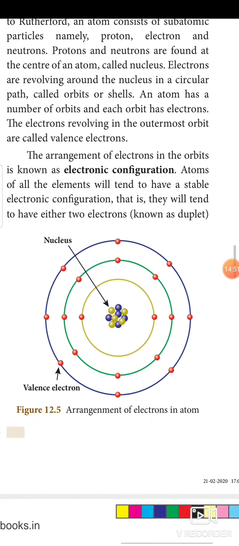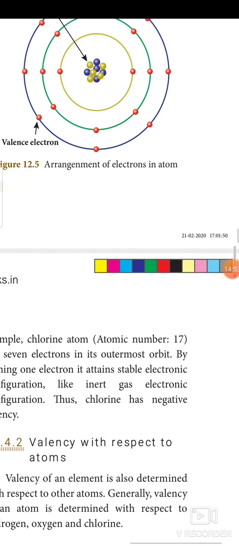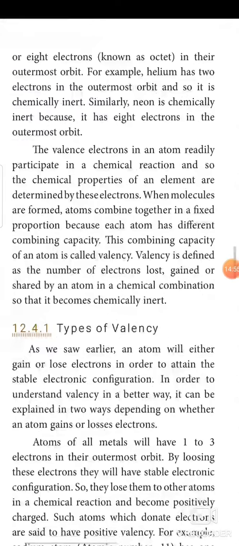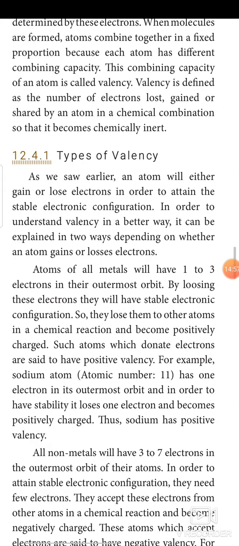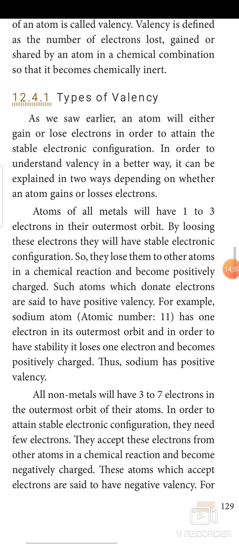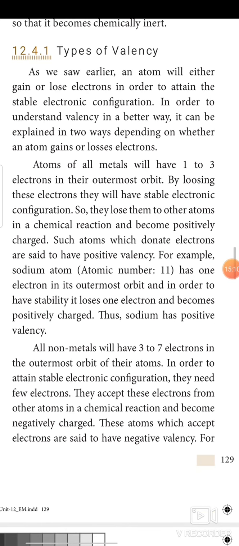What are the types of valency? As we saw earlier, an atom will either gain or lose electrons in order to attain the stable electronic configuration. In order to understand valency in a better way, it can be explained in two ways depending on whether an atom gains or loses electrons.